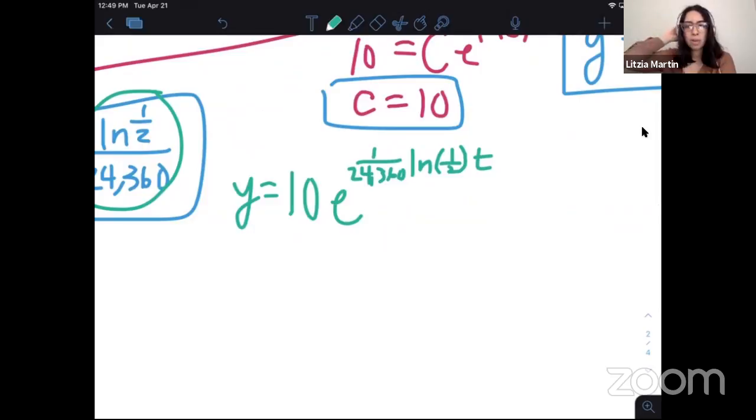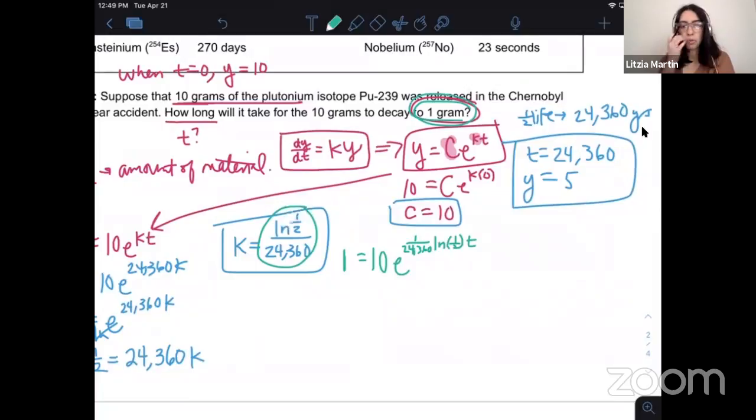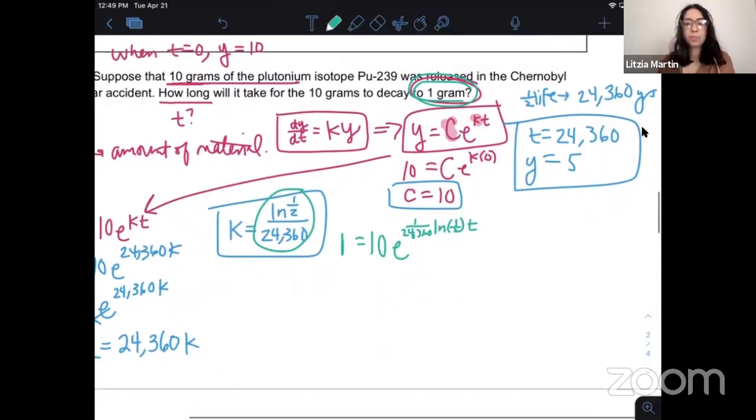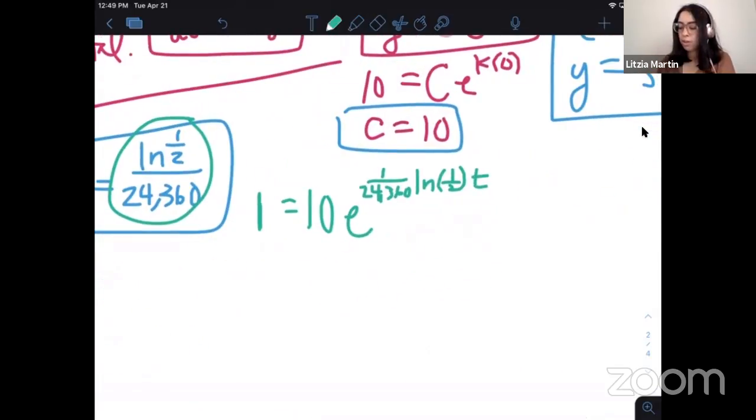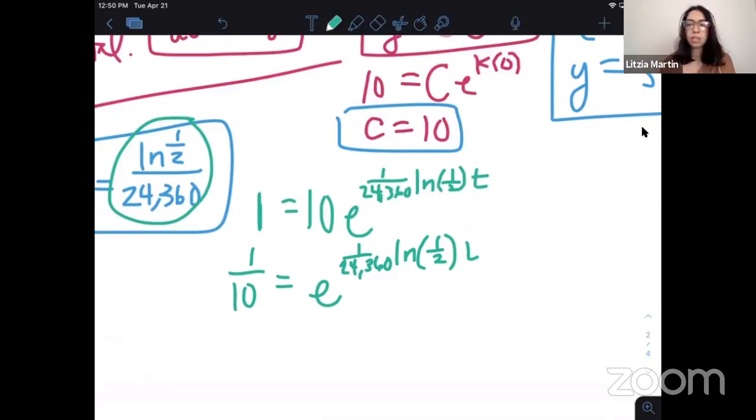So t is at the very top of e. So now we are going to have to work our way towards that. Oh wait, I forgot to plug in the y value, right? y is equal to 1 gram is what they told us. And we're trying to figure out what is the t value. So here we go. We got to divide by 10. So we have 1/10 is equal to e to the 1 over 24,360 times ln of 1/2 times t.